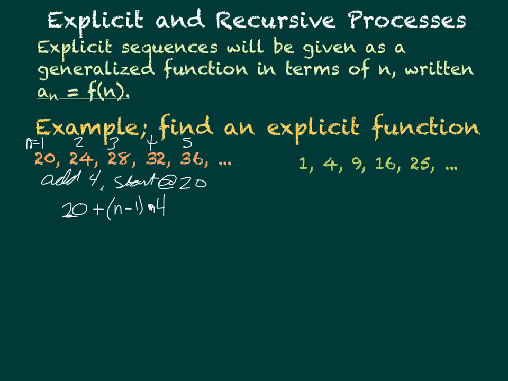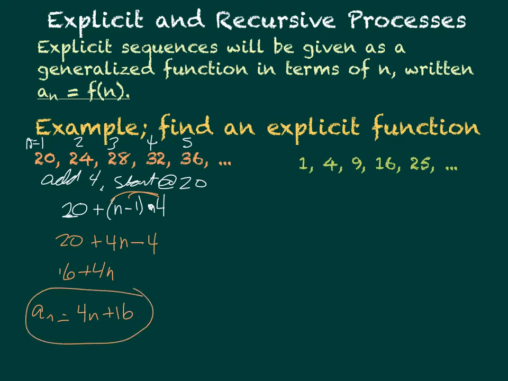So now let's try that. If I put in 2, 2 minus 1 is 1, 1 times 4 is 4, 4 plus 20 is 24. Well, that works. Put in 3. 3 minus 1 is 2, 2 times 4 is 8, 8 plus 20 is 28. So I think we found our sequence. Now we just simplify the sequence, and we have 20 plus 4n minus 4, if we distribute there. And that would be 16 plus 4n. And our final answer, a sub n equals 4n plus 16. And there's your final sequence.